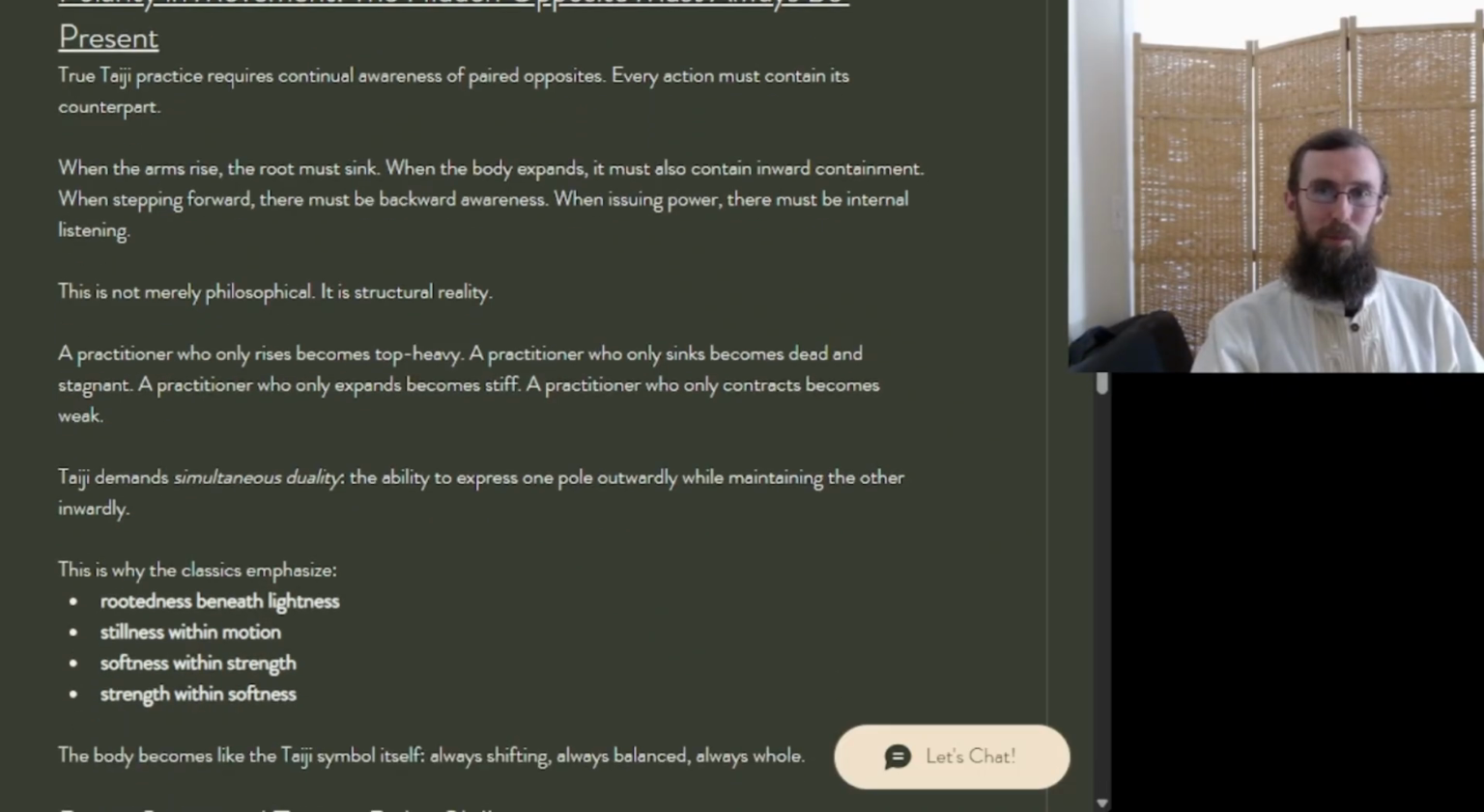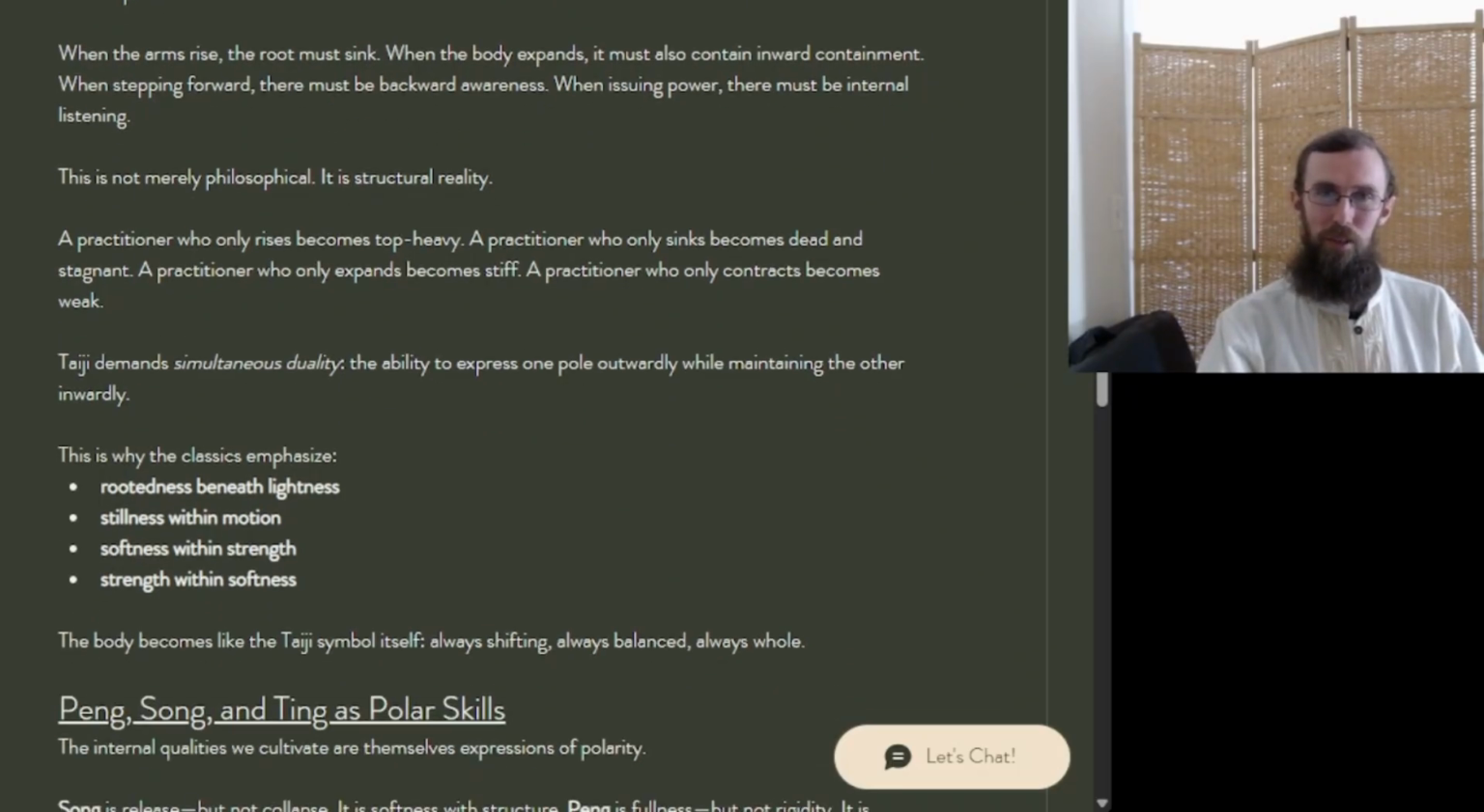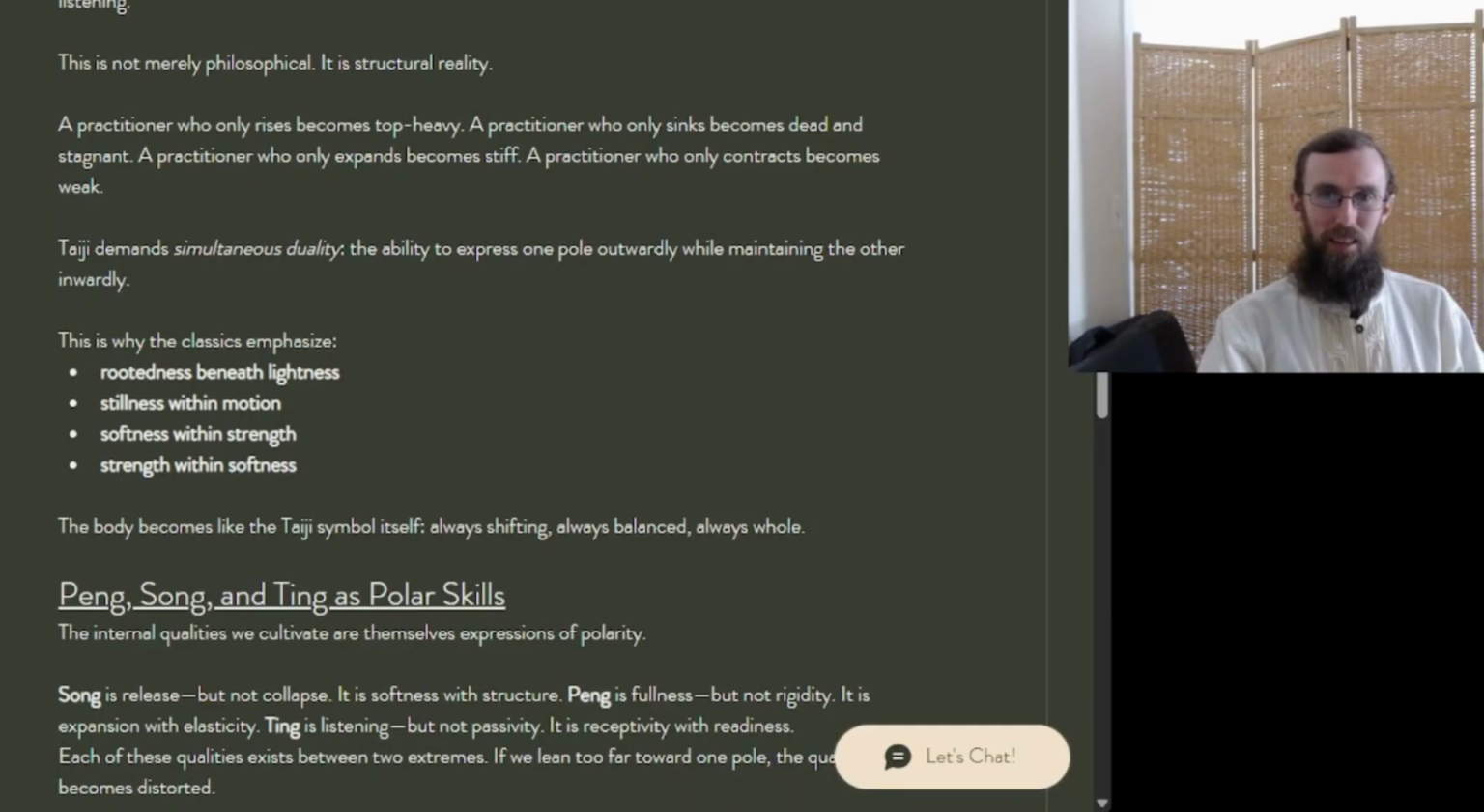A practitioner who only rises becomes top-heavy. A practitioner who only sinks becomes dead and stagnant. A practitioner who only expands becomes stiff. A practitioner who only contracts becomes weak. Taiji demands simultaneous duality, the ability to express one pole outwardly while maintaining the other inwardly. This is why the classics emphasized rootedness beneath lightness, stillness within motion, softness within strength, and strength within softness. The body becomes like the taiji symbol itself, always shifting, but always balanced and always whole.